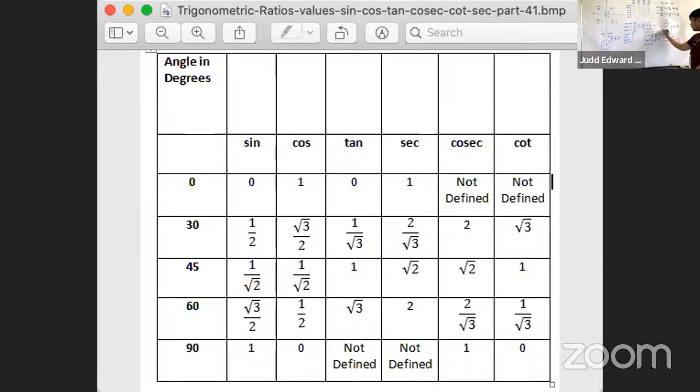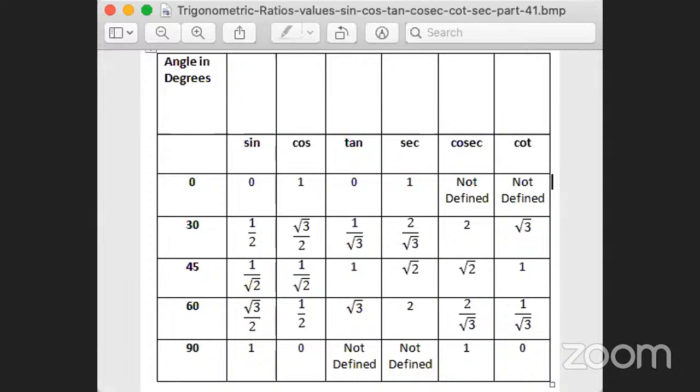Okay, so kung mapapansin nyo po, ito po siya. Sin 30 is equal to cosine 60. Cosecant 30 is equal to secant 60. Cosine 30 is equal to sine 60. Secant 30 is equal to cosecant 60. Tangent 30 is equal to cotangent 60. Cotangent 30 is equal to tangent 60. Is that clear? Yes po.